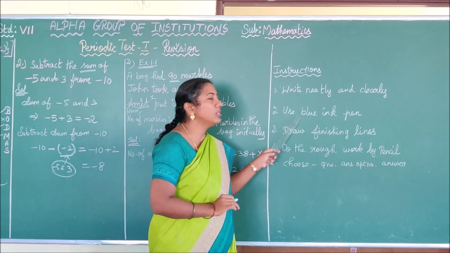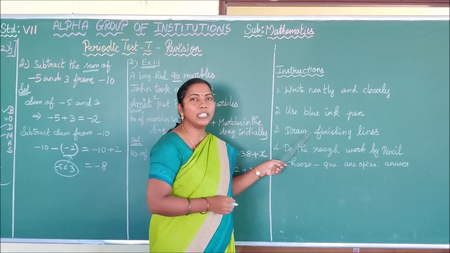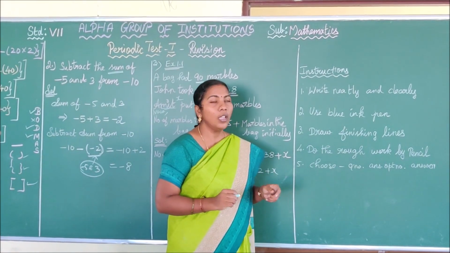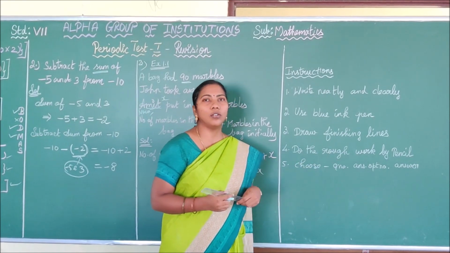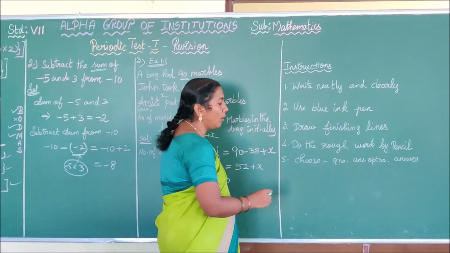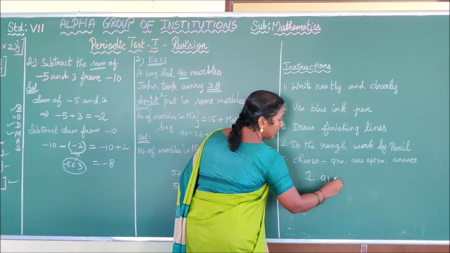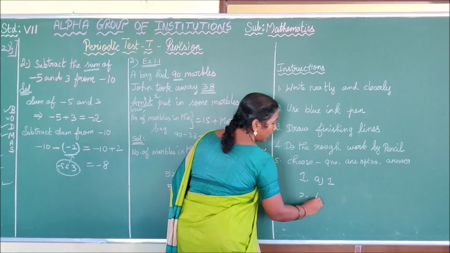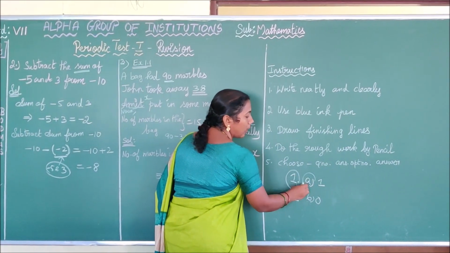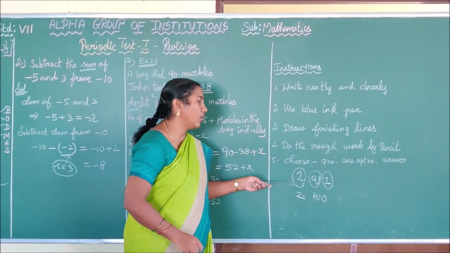You must use the blue ink pen to write your answers and draw the finishing lines using the pencil, and do the rough work for the necessary sums with the pencil. For writing the choose answers, you have to write like this. First question, option A, the answer is 1. For the second question, option B, the answer is 0. Like that, you have to write the question number, answer option, and also the answer. This is the way you have to write the answer for the choose questions.